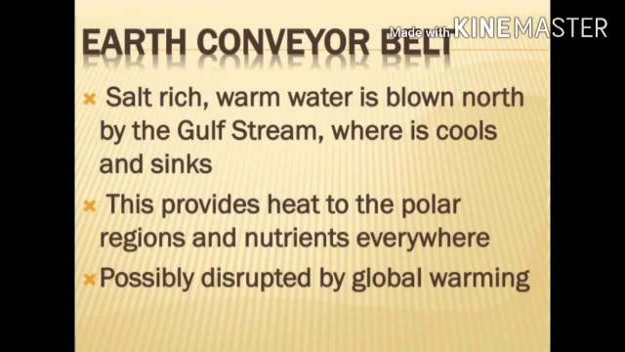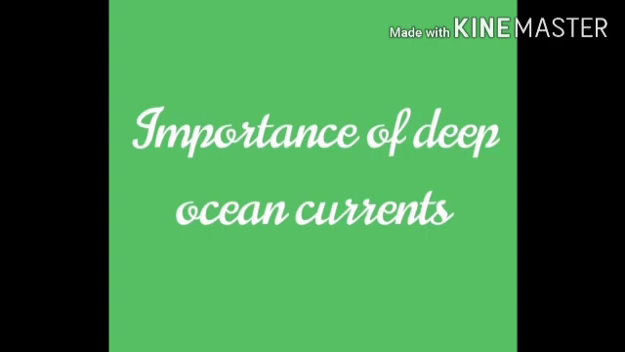This redistribution takes around 500 years to complete. Means it will take almost 500 years for the whole water of the upper layer to go down and the whole water of the bottom layer to come up. This type of movement is known as the earth conveyor belt.